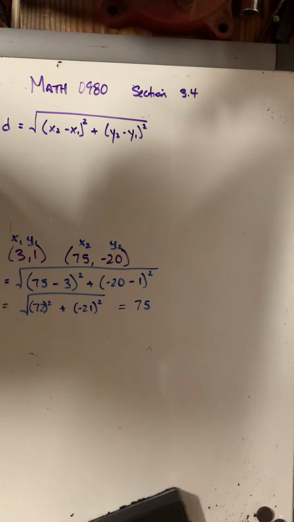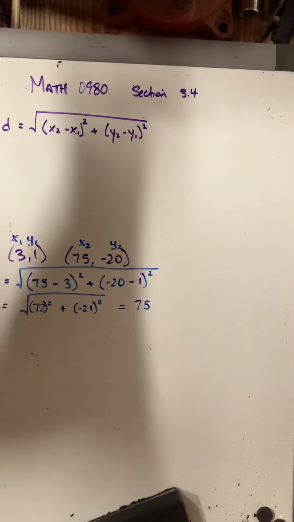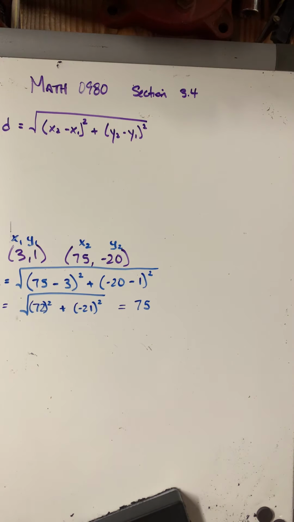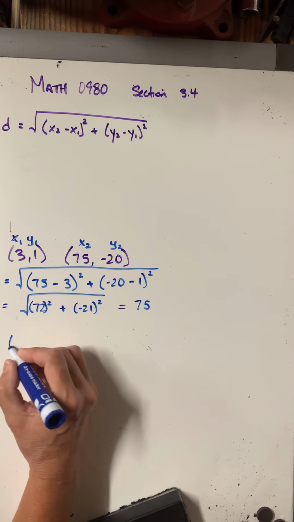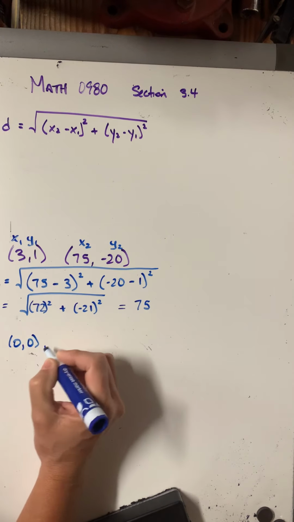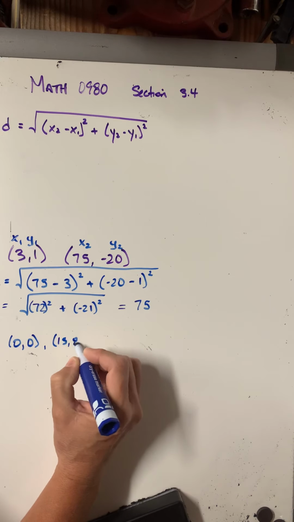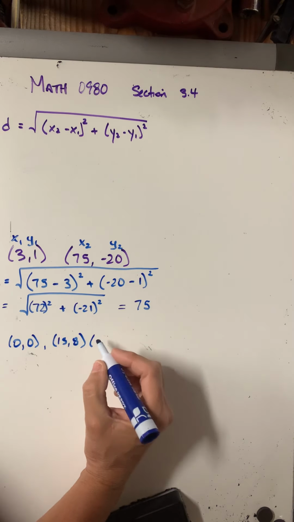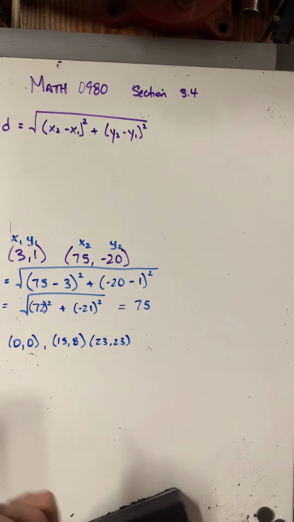Let's look at question number 5. So there aren't a lot of questions in this homework, which is good because the problems are a little time consuming. And especially question 5, I think it's the most time consuming. They give you these vertices of a triangle. So we have 0, 0, 15, 8, and then 23, 23. And they want to know if it's isosceles.